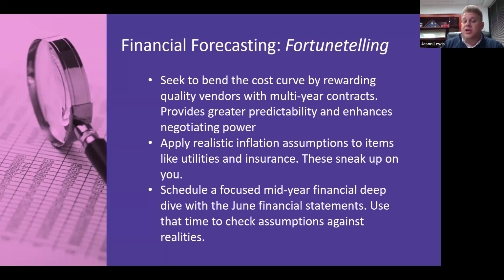Schedule a focused mid-year financial deep dive when you get your June financials. That's going to give you the ability to really start to look at whether or not what we've seen in terms of the performance so far is something that's on track or off track. And if it's on track, what's the likelihood that it's going to remain on track? If it's off track, why is it off track? Do we understand whether or not we're getting results based on the spending that we have because things are getting repaired and stuff's just going wrong? Or is there something more structural going on that we need to dive into?